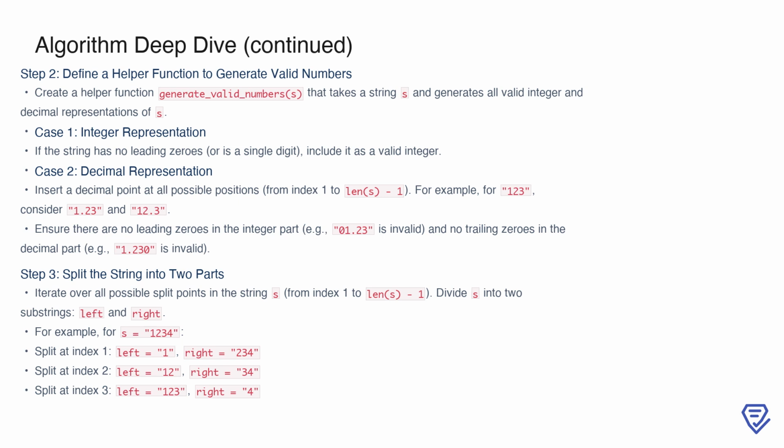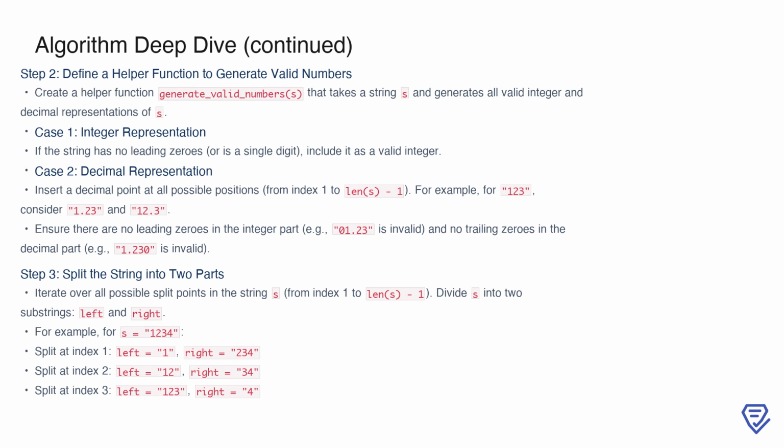generate_valid_numbers, handles two cases. For integer representations, the function ensures that numbers either lack leading zeros or are single digits, so a string like 01 is invalid, but 1 is valid. For decimal representations, the function inserts a decimal point at every possible position within the string, starting from index 1 up to len(s) - 1. For example, the string 123 would produce potential decimals like 1.23 and 12.3.